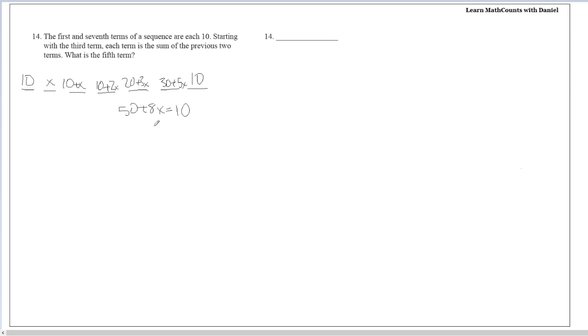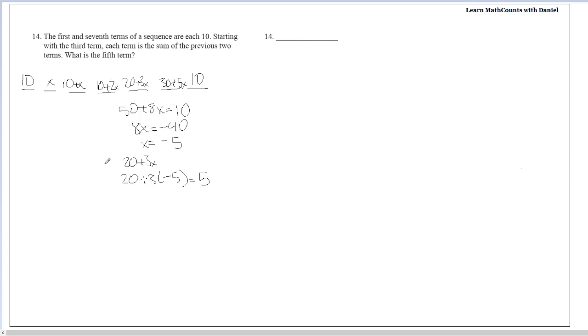So now we have our equation: 50 plus 8x equals 10. We can subtract 50 from both sides to get 8x equals negative 40. So x equals negative 5. We want the fifth term, which means that we want 20 plus 3x, and if x is negative 5, this gives us 20 plus 3 times negative 5, which is 5. So our fifth term is 5.